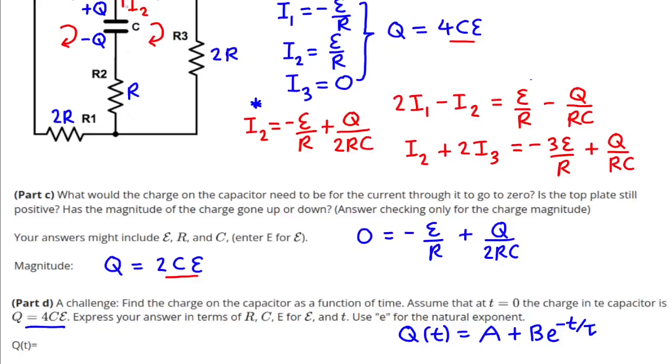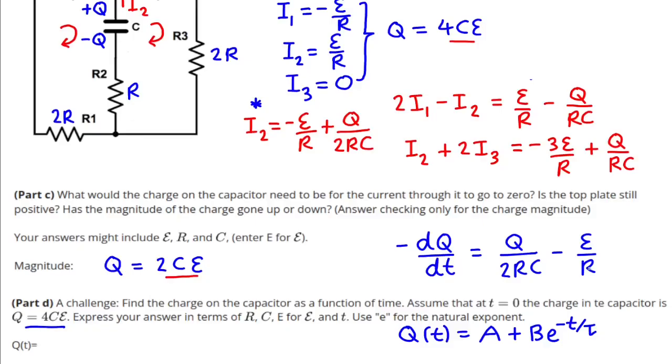Now given the capacitor is discharging as the current's flowing away from the top plate, we can write I2, which we'll do over here, as minus the rate of change of the charge with respect to time. And that's equal to Q on 2RC minus epsilon on R. So if we subtract Q on 2RC from both sides, we get a negative on the left. And then multiplying through by negative 1, we get the ordinary differential equation for the capacitor. So the time constant is in the denominator, being 2RC.